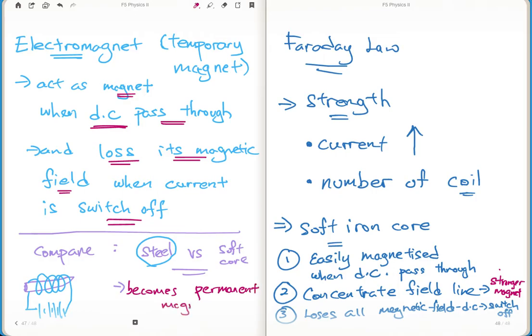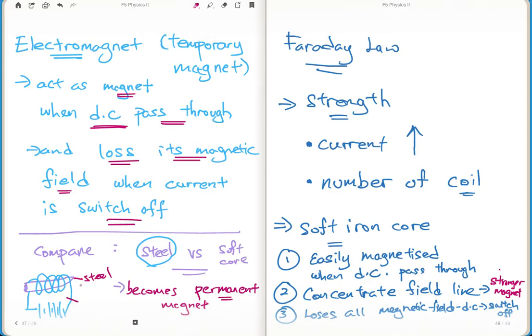This is something that you need to know. When current passes through it and it becomes a permanent magnet, meaning when you disconnect it, this steel will still be a magnet. You will still get a magnetic field. So it's useless now, because you can't use it to attract, engage and disengage your door. For example, you can't work it as a lock.